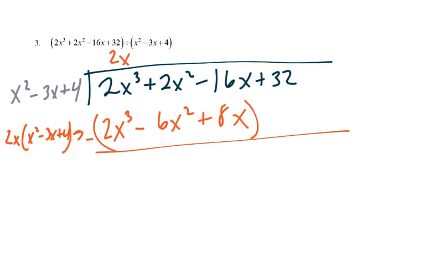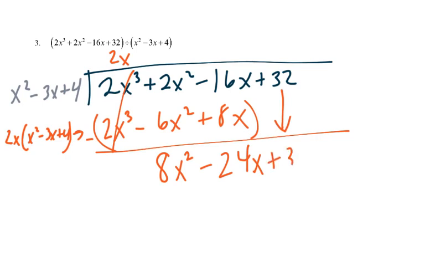2x to the 3rd minus 2x to the 3rd is 0. 2x to the 2nd minus negative 6x to the 2nd gives us 8x to the 2nd. Then we have negative 16x minus 8x, which is negative 24x. And I'm going to bring down my next term.